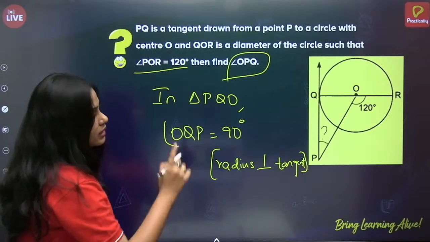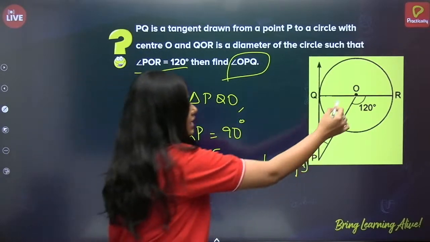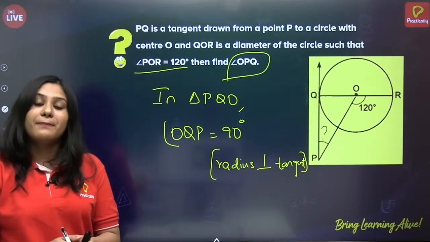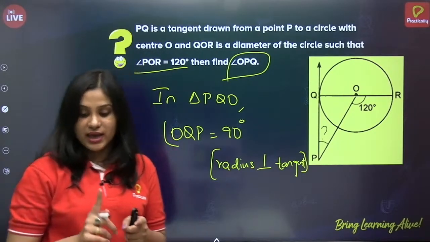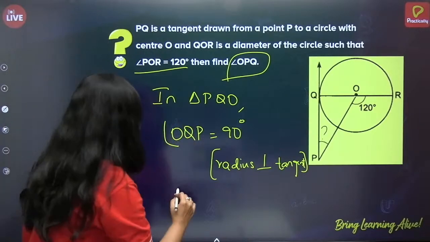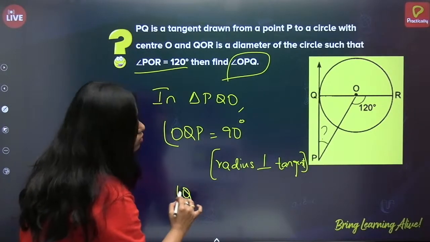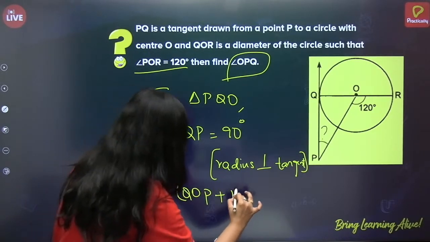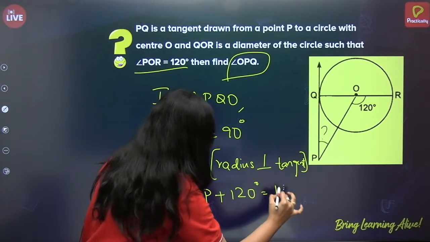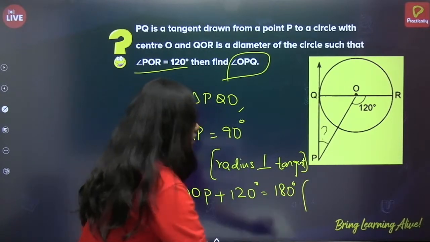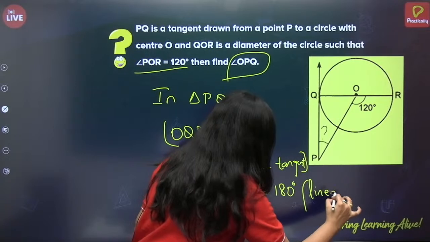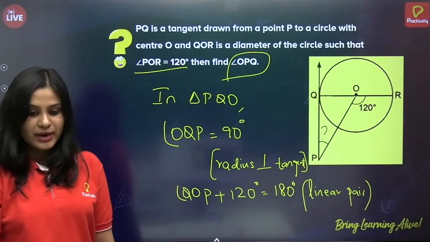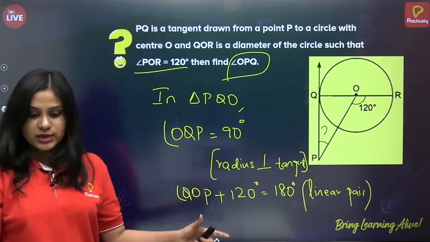And this angle QOP, how can I find angle QOP? Linear pair of angles. Very good. Correct. So angle QOP plus 120 degrees is equal to 180 degrees. Why linear pair? You should know a few basic concepts of geometry to do this, correct?